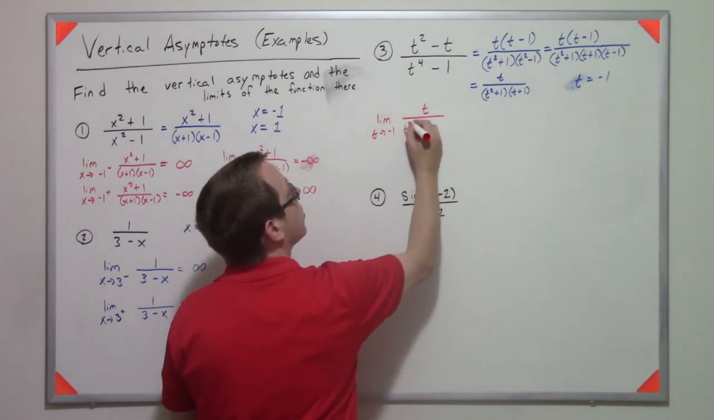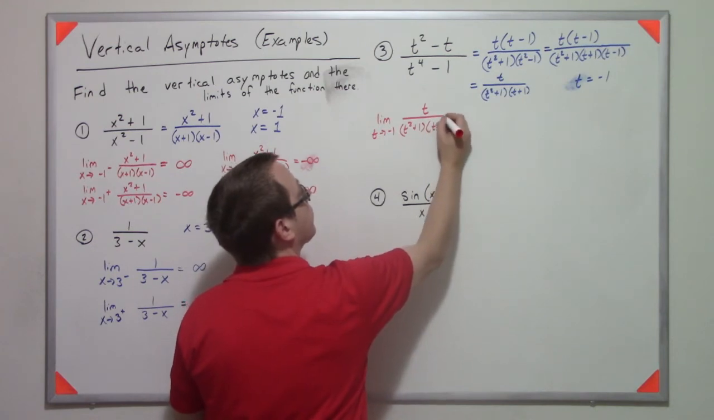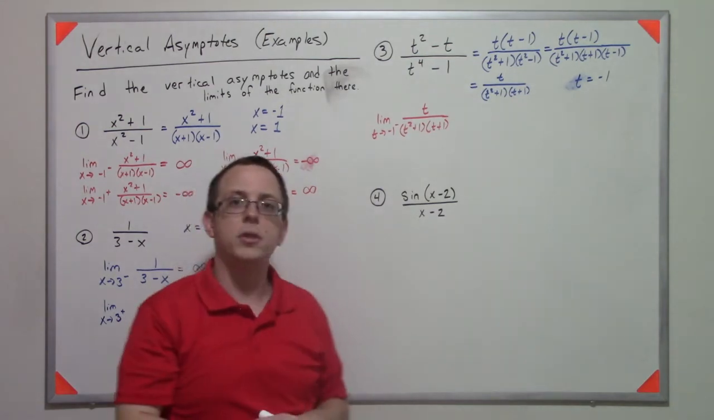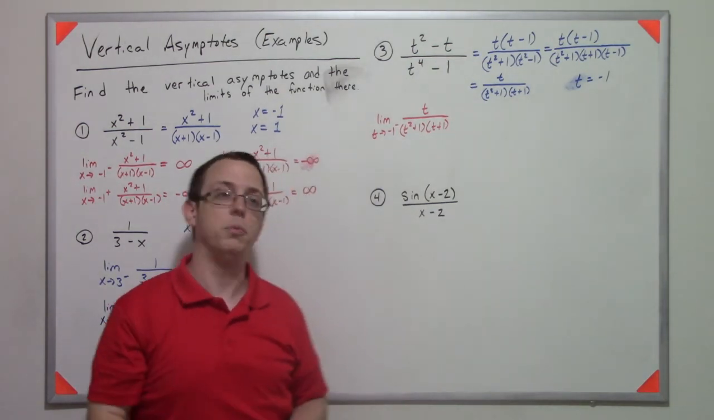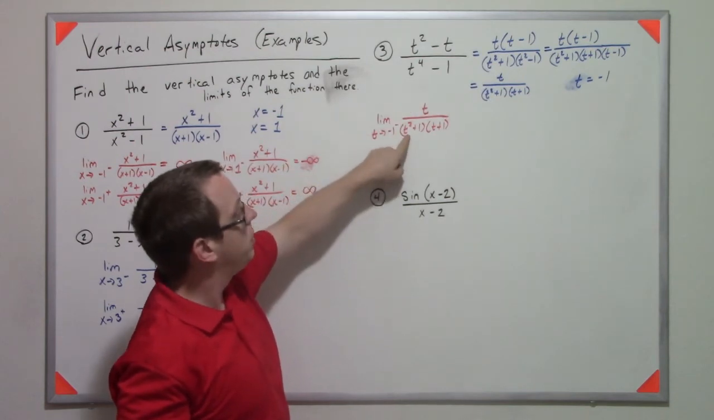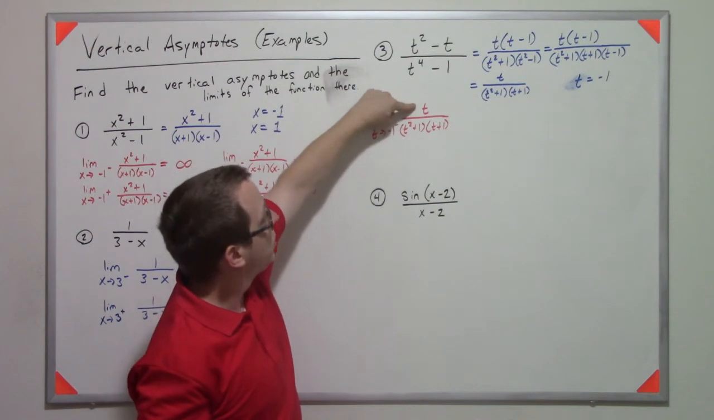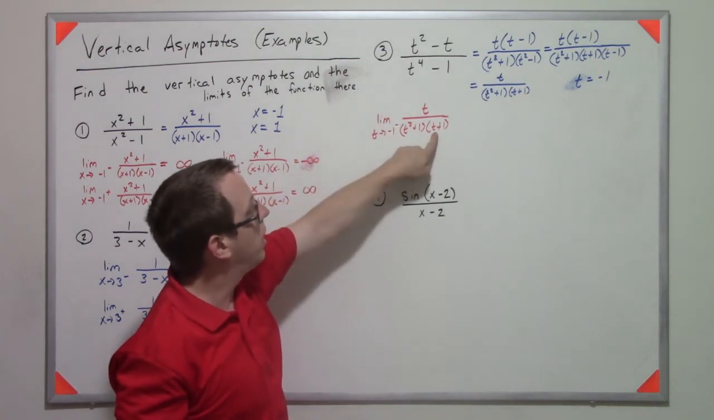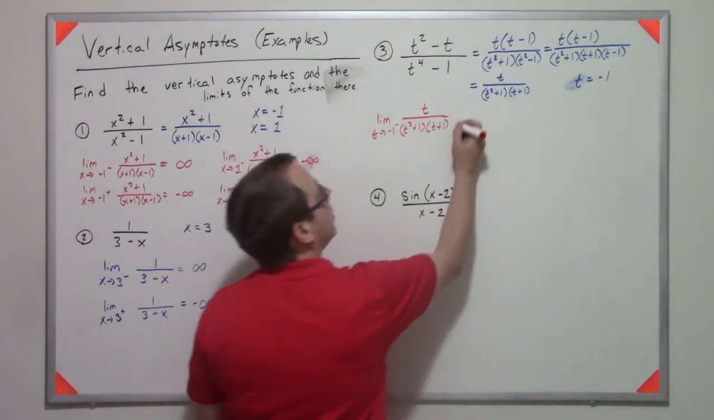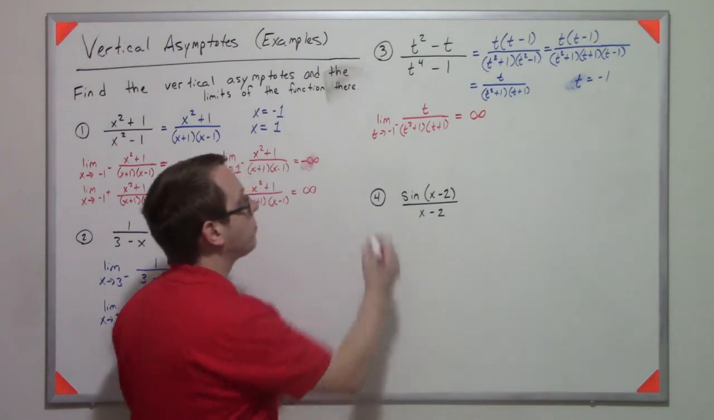t over t squared plus 1, t plus 1. So from the left. So let's pick a number like negative 2. That's negative. Negative 2 squared is positive, so this whole thing is positive. So it's negative divided by a negative, because negative 2 plus 1 is negative. So that tells me that I approach positive infinity.